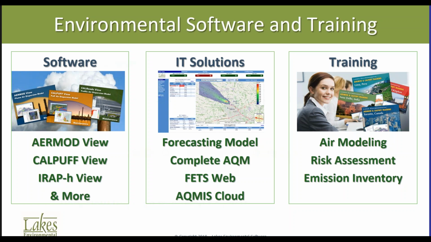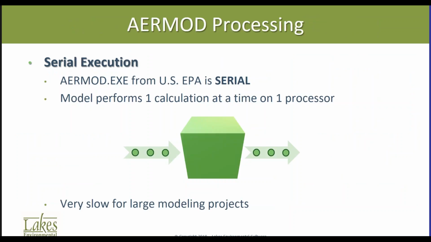Let's get into the good stuff now. So AERMOD processing: right now, the AERMOD executable that you can download from the US EPA is a serial execution executable. That means that it performs one calculation at a time, and it only works on one processor. So even if you have 16 processors or 32 processors, or you have some sort of supercomputer that has hundreds of processors, it doesn't matter. If you're using the base aermod.exe file, it will only use one processor.